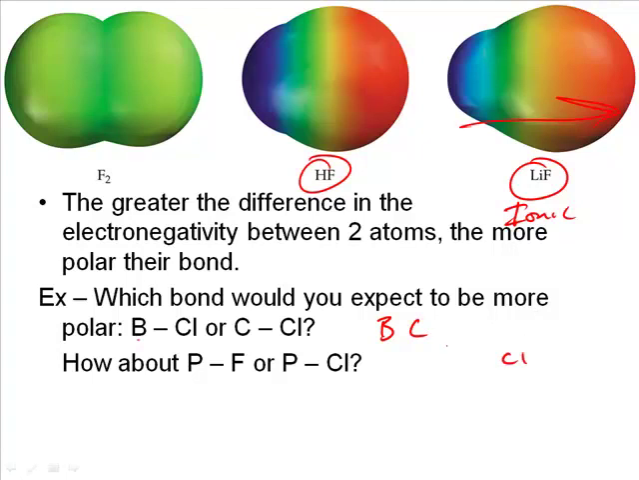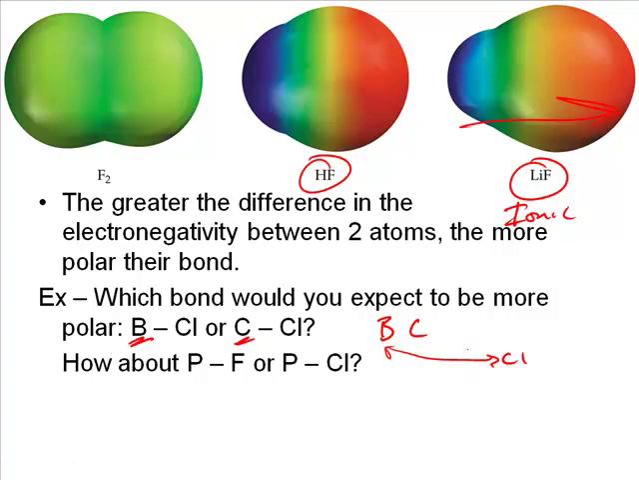Which one's going to have a greater difference in electronegativity: between carbon and chlorine, or between boron and chlorine? The farther apart they are, the bigger their difference in electronegativity. You wouldn't have to memorize that, but you should be able to look at boron and carbon on the periodic table and think, okay, boron and chlorine are farther apart, therefore their bond is going to be more polar.